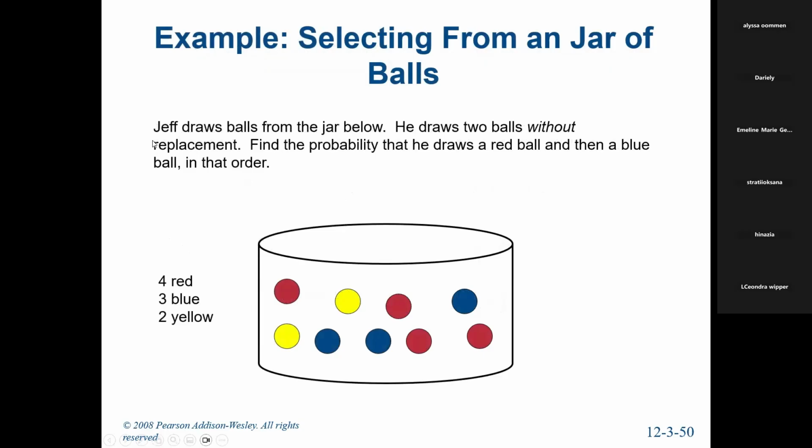Jeff draws balls from the jar below. He draws 2 balls without replacement. Find the probability that he draws a red ball and then a blue ball in that order. So there are 4 red balls, 3 blue balls, 2 yellow balls. Okay, I'll wait for you.